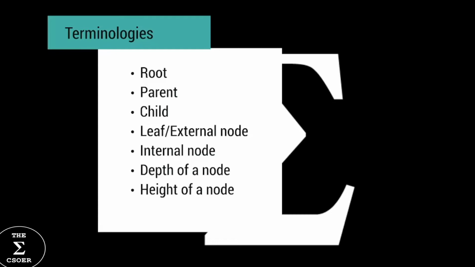The depth of a node: number of edges from root to the node. Height of a node: the number of edges from the node to the deepest leaf. The height of the tree is the height of the root.